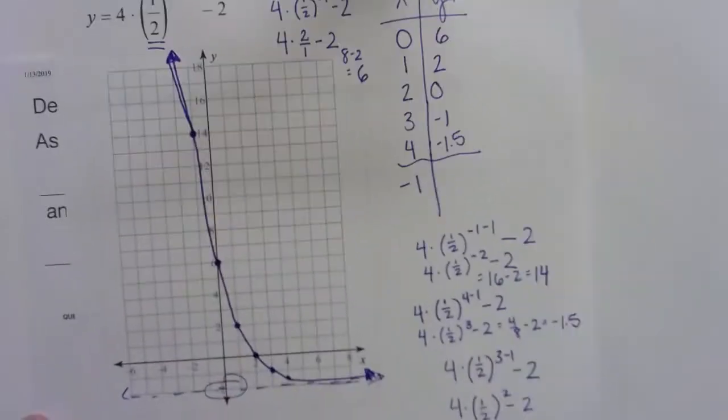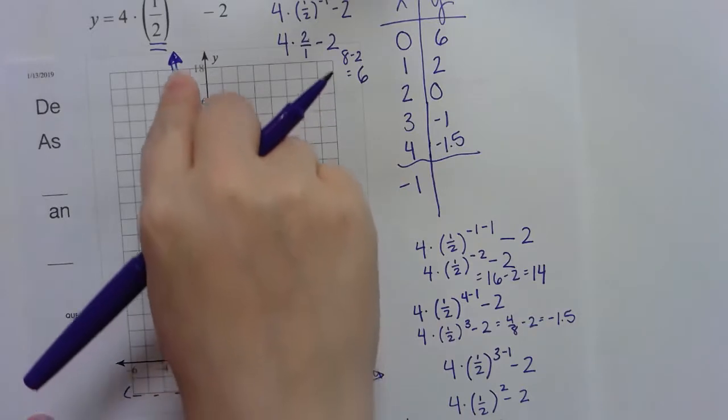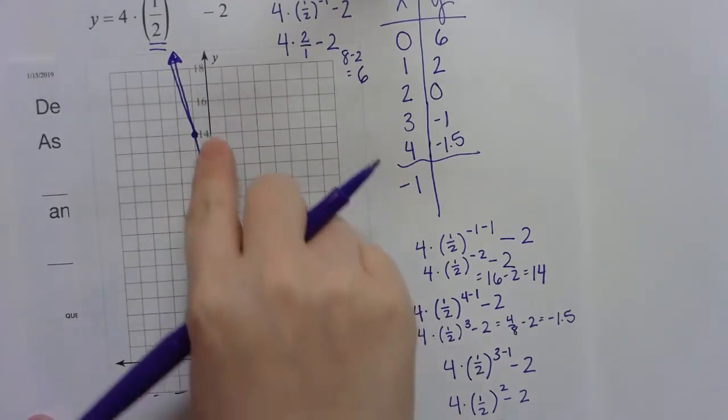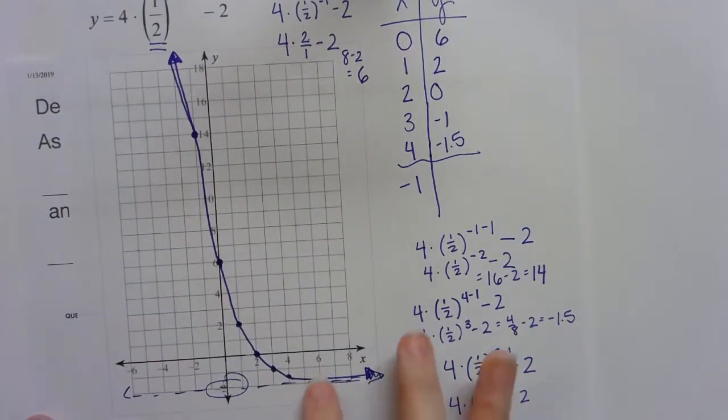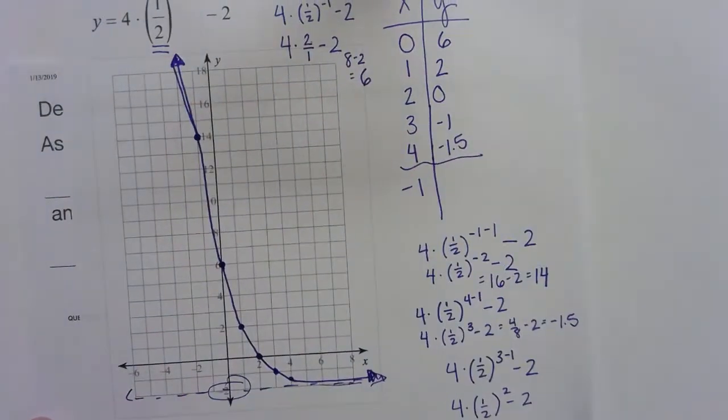And then as x approaches negative infinity, that's as x decreases, y is approaching infinity. Y is approaching positive infinity because it's going up from right to left. As x is decreasing, y is approaching infinity.